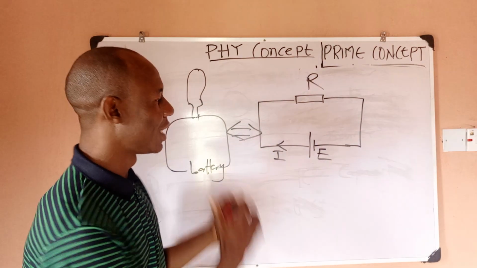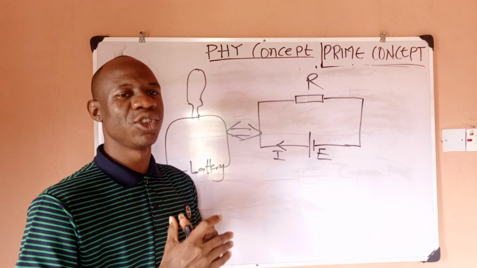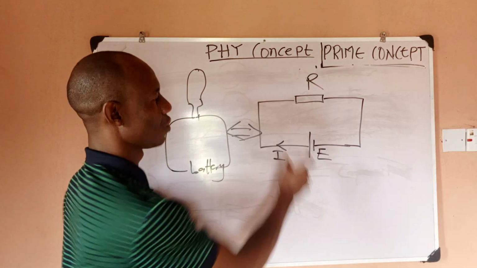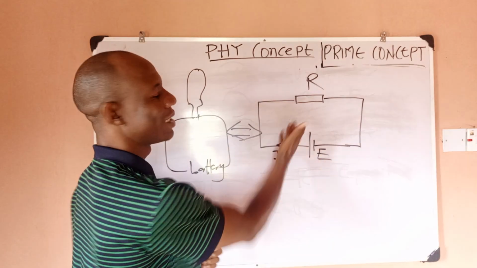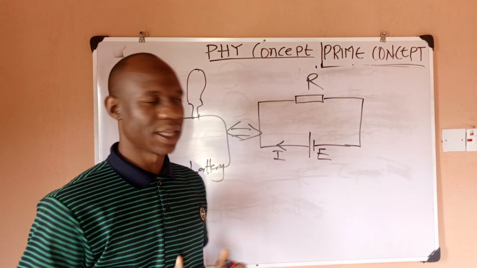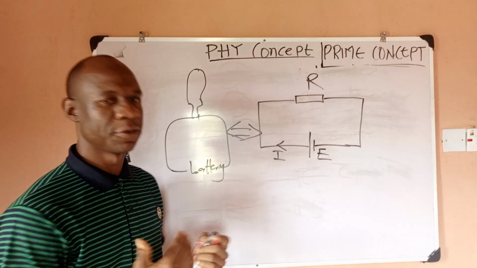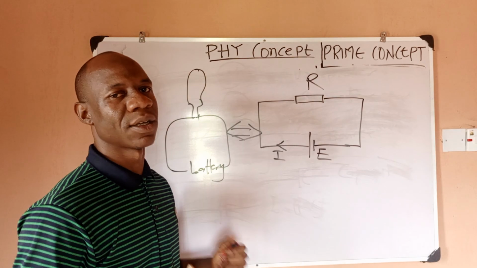The aim in circuit analysis is to be able to reduce any complex circuit to a circuit that contains only one resistor, so that you can easily apply Ohm's law. In my next video, I will explain further under the electrical concept.